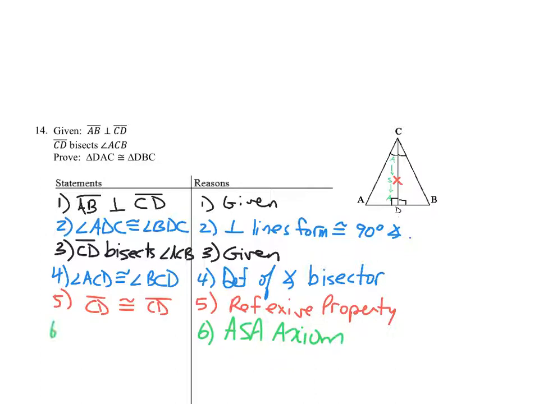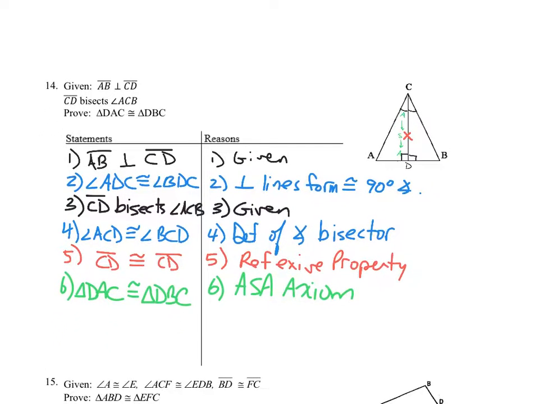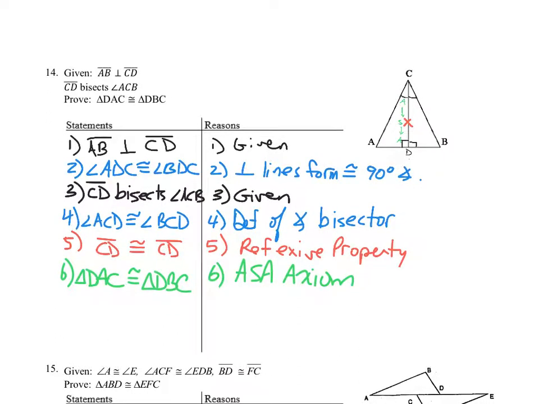So my two triangles would be congruent by that relationship. So triangle DAC is congruent to triangle DBC. I always want to make the naming of the triangles correspond to the prove statement that they asked initially, because otherwise I haven't proved exactly what they said.